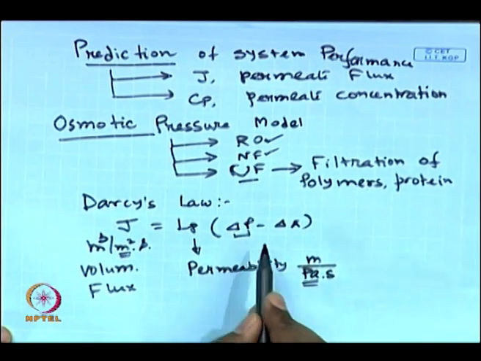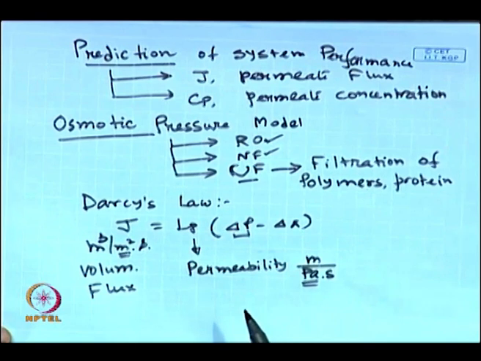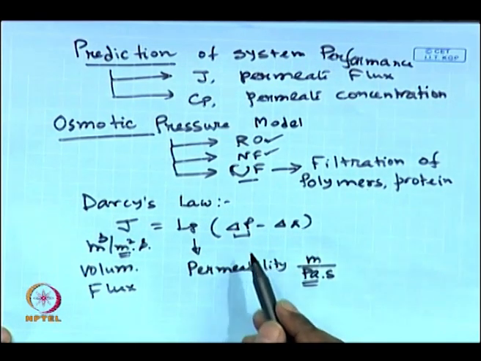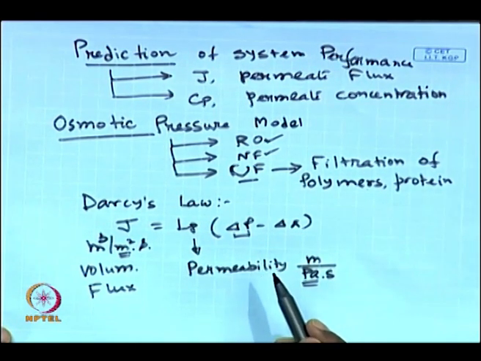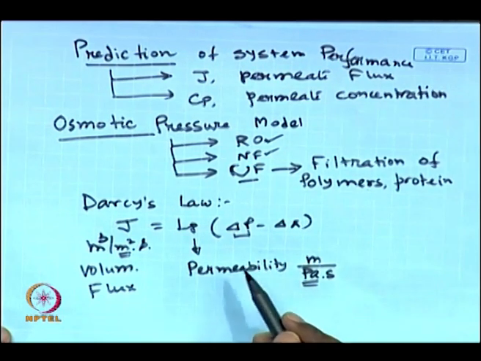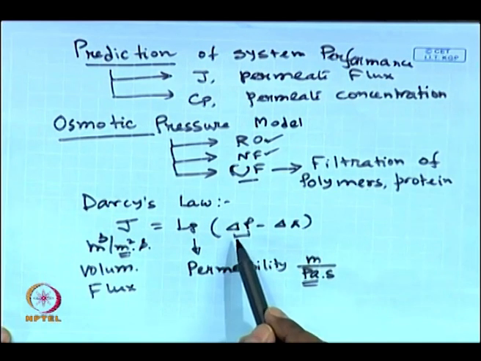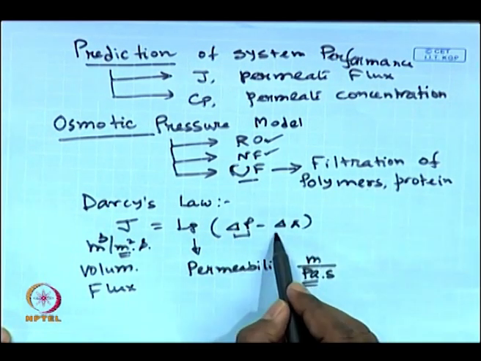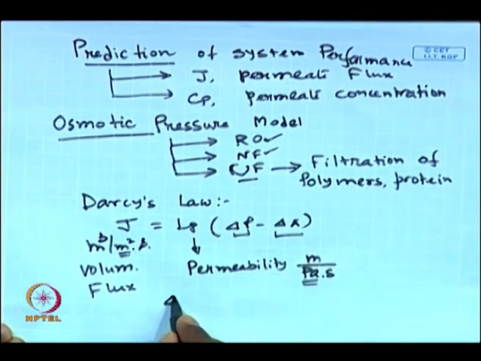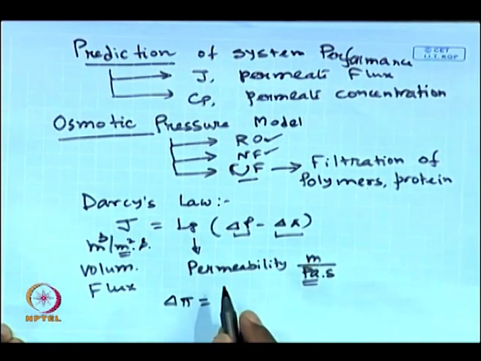Delta P is the operating pressure difference across the membrane, the feed pressure minus the permeate pressure. In most cases, the permeate pressure is atmospheric pressure, therefore the gauge pressure on the feed side will give you the delta P. And what is delta pi? Delta pi is the osmotic pressure difference across the membrane.